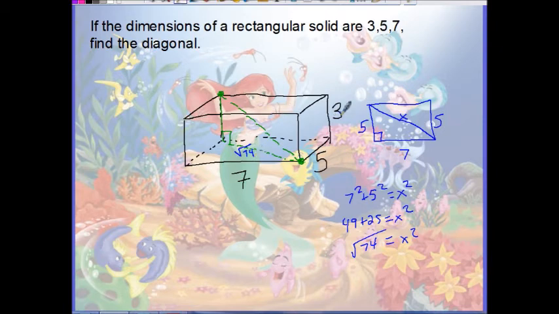Now, since we have a rectangular solid, opposite sides are congruent, so if this is 3, so is this. And now we're going to find out what the diagonal of my solid is. Paige, what theorem should we apply?